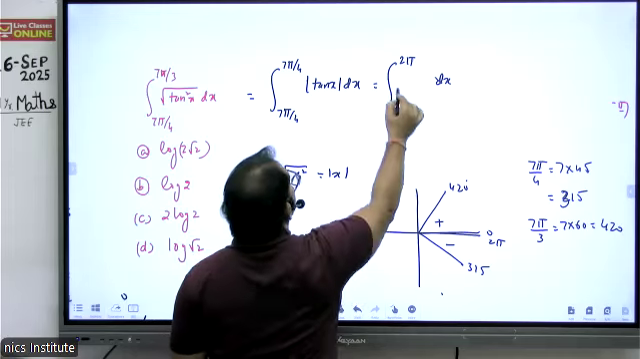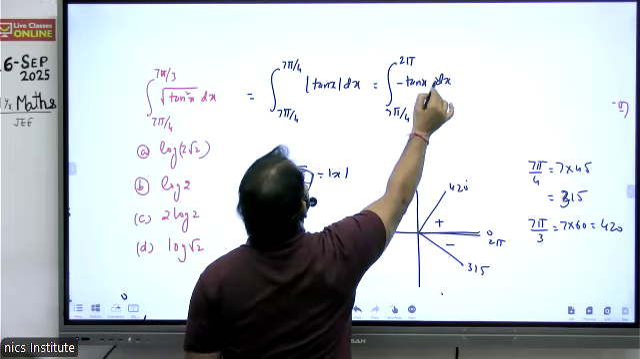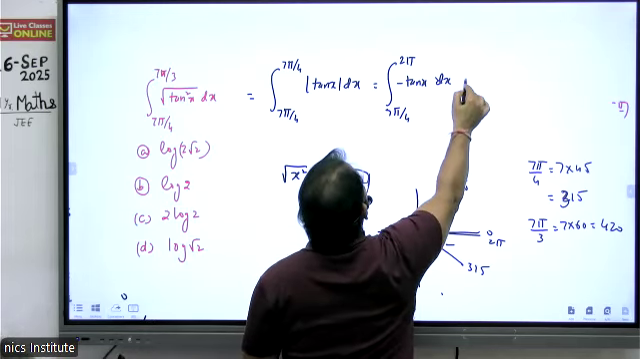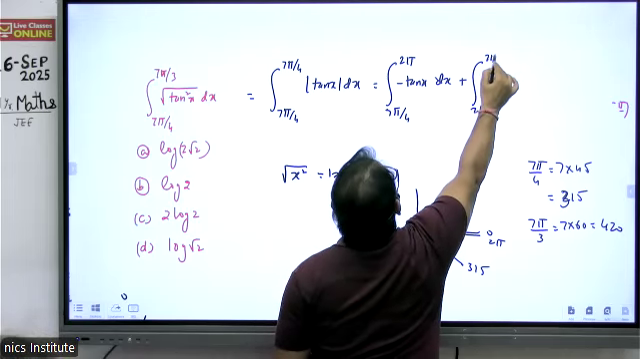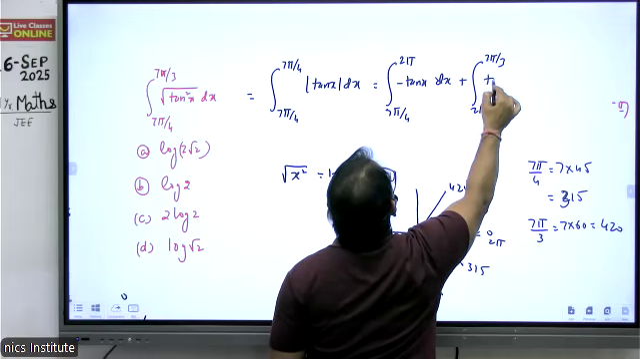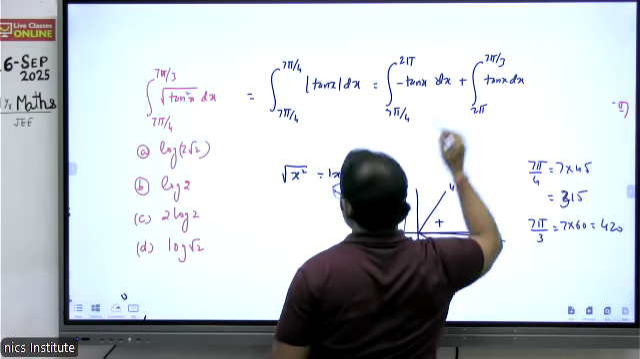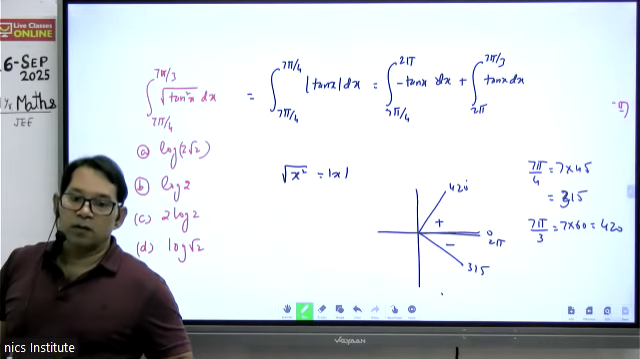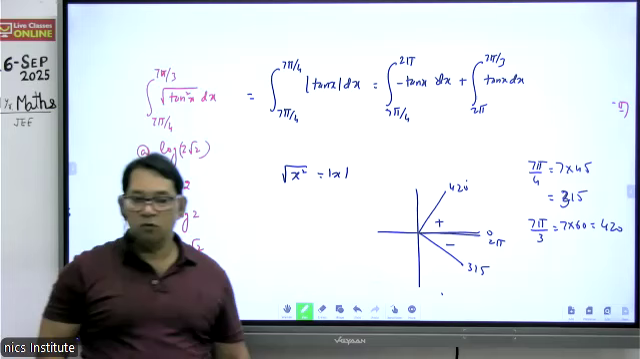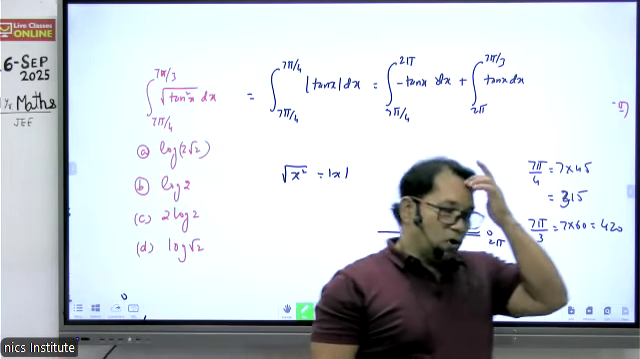So it is negative, so minus tan x. And 2 pi to 7 pi by 3, it would be plus tan x. Now you get your answer. So remember that root tan square x, root of anything square is always mod.